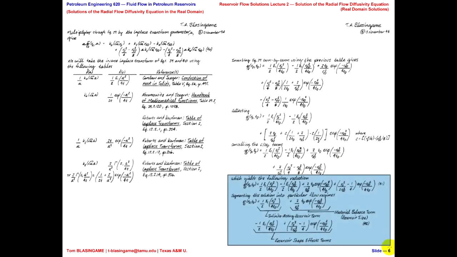Anybody? Is there anything you can think of that would be useful? You can demonstrate the behavior of the infinite acting portion, you can demonstrate the behavior of the finite acting portion, and you can demonstrate the behavior of the transition term. Could you use this for something else? Is there any practical use of this equation?